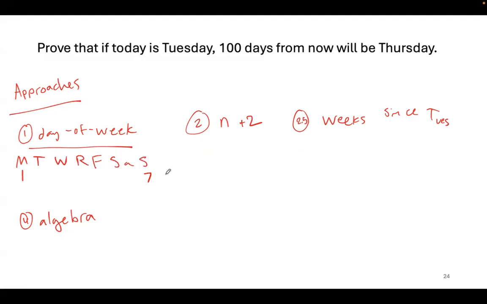So your reasoning is Tuesday is day 2. And so 2 plus 100 gives us 102. And then we divide that by 7 and look at the remainder. That's 4. And this gives us the day of the week. So 102 mod 7 gives us Thursday. Yeah, that's fair.